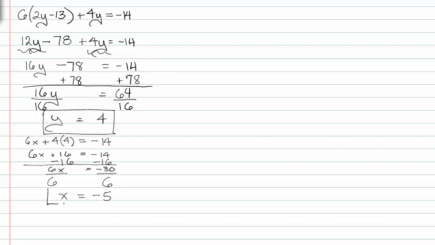Notice that now I have both the value for x and the value for y. So I'll write my coordinate point as negative 5, 4, where this is my value for x, and this is my value for y.